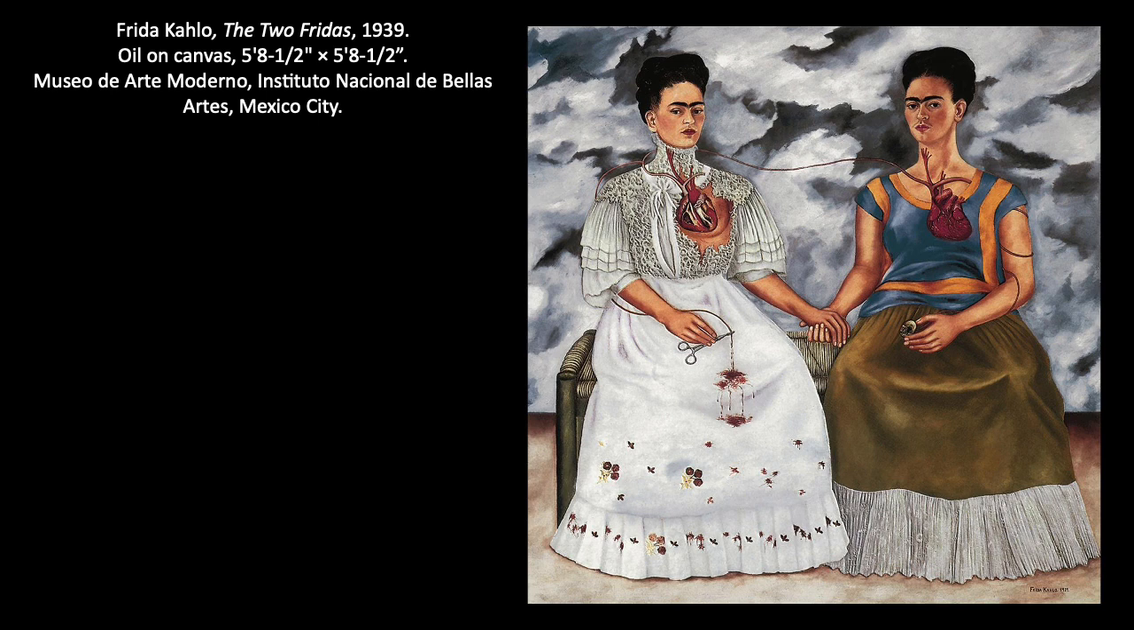Frida Kahlo often used blood as a visceral metaphor of union. And so the two figures here, they're not only holding hands, but they are also further connected by a common artery that stretches between their two hearts. Perhaps this represents the literal mixture of Mexican and European bloodlines within her veins, or maybe it symbolizes a newfound unity between the two halves of her cultural identity.